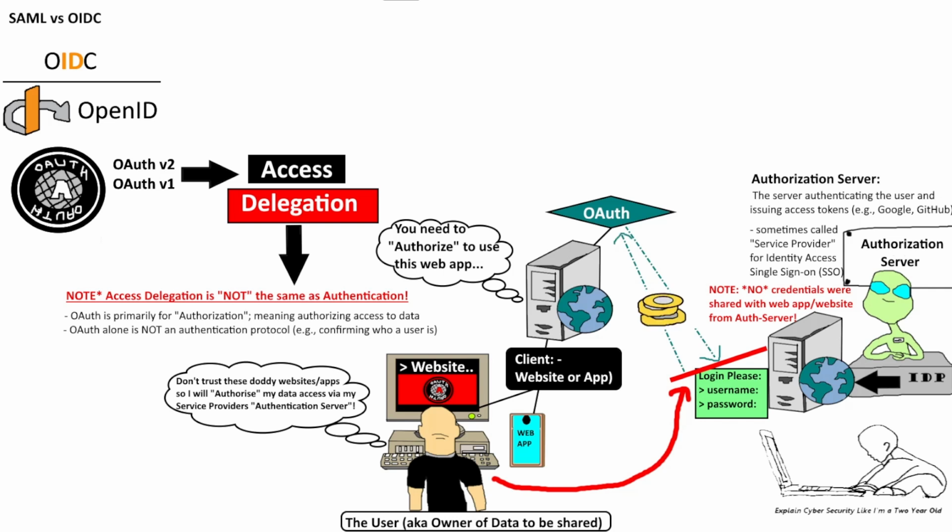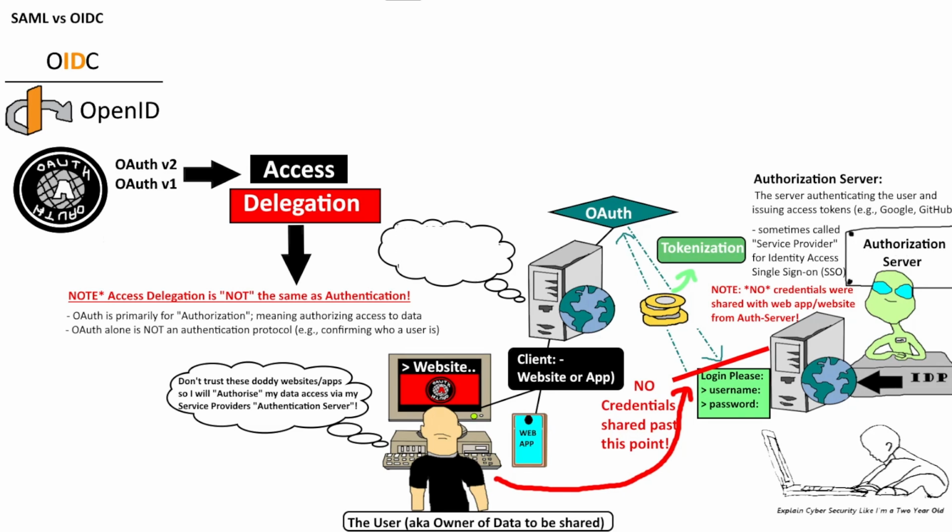Now, whilst the user may share login credentials with the authorization server of the service provider, this is never shared with the actual website or app. Instead, no username or password is ever shared past the point of the OAuth protocol, in that there's only tokenization that occurs. The token is generated upon successful login through OAuth by the user, and the token represents a successful login and is communicated back to the website or web app to say that the user is all good.